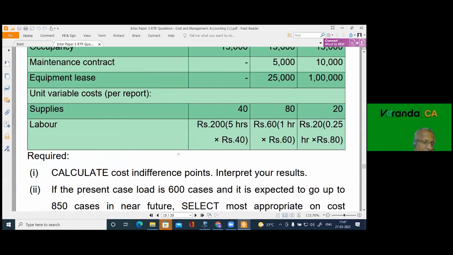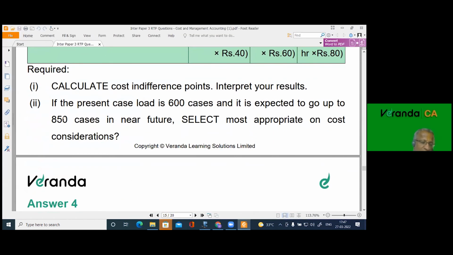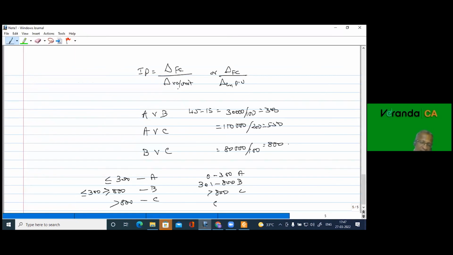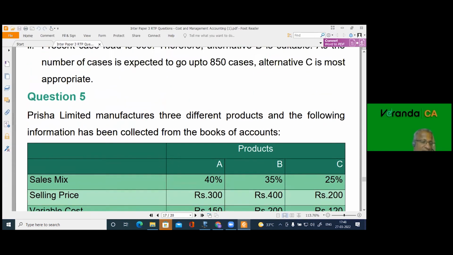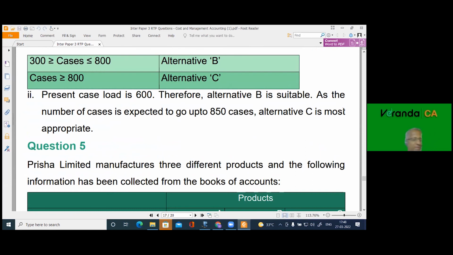Correct. Here they are saying the case load is likely to be 850. That means select C. This is what you can consider as the answer. Alternative C is the best.